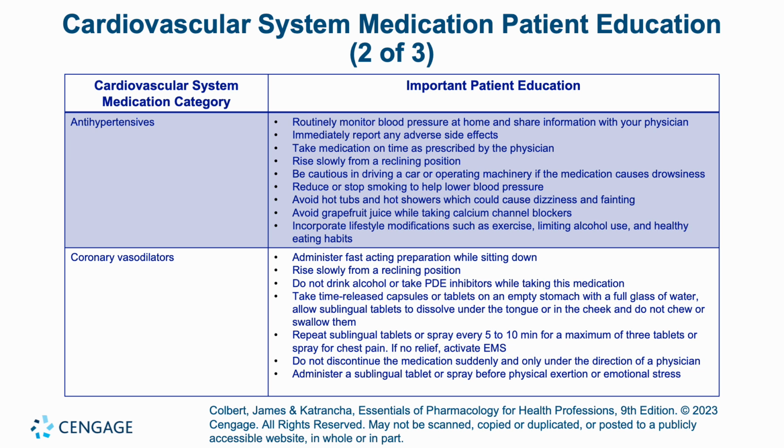When we're talking about nitroglycerin, repeat sublingual tablets or spray every 5 to 10 minutes for a maximum of 3 tablets or 3 sprays for chest pain. If no relief, activate emergency medical services. Do not discontinue the medication suddenly, only do so under the direction of a physician. And administer a sublingual tablet or spray before physical exertion or emotional stress.